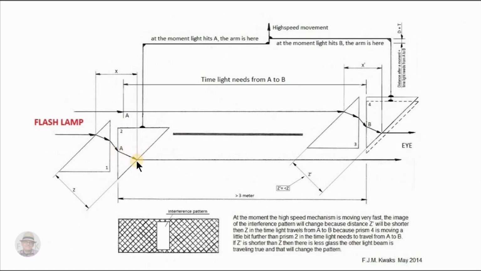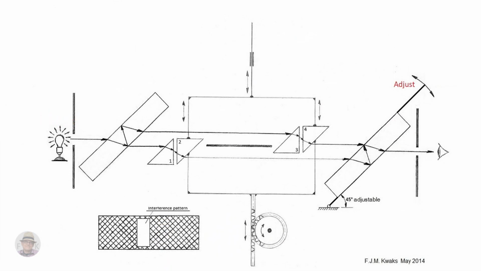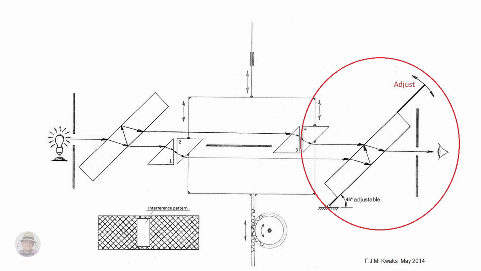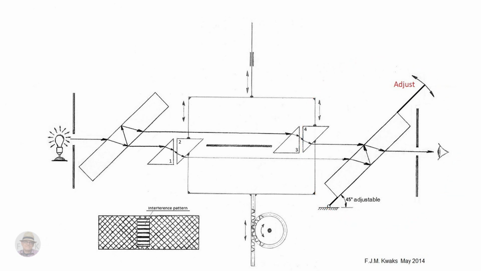than this distance. Because it passes through less glass than the other, this light beam will be ahead of the other light beam, and the result will make the interference pattern disappear. While the mechanism is still moving at a constant 3000 times per minute, we have to readjust the last second piece of glass to get the interference pattern back.